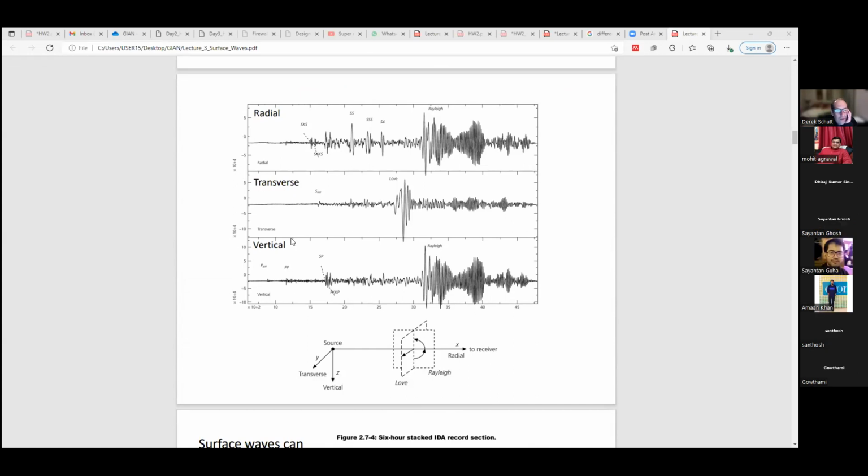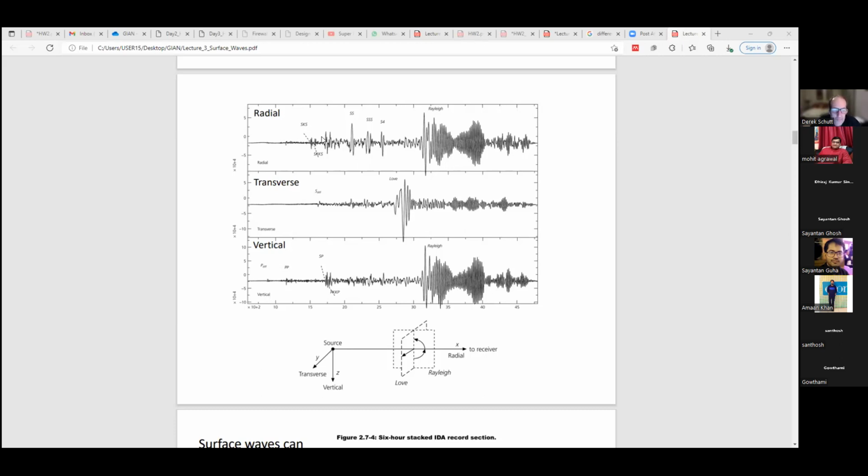Oh, I had just one question regarding these SKS, SKKS, SSS. What do these things mean? Is this just a naming, or does it mean something specific? It describes the path that the rays have traveled through the Earth. So an SKS starts out as an S wave in the upper mantle, travels through the outer core as a P wave, and then travels back up through the upper mantle as an S wave. I'll talk about that tomorrow. Okay, that's a good question, because that's really not explained there.